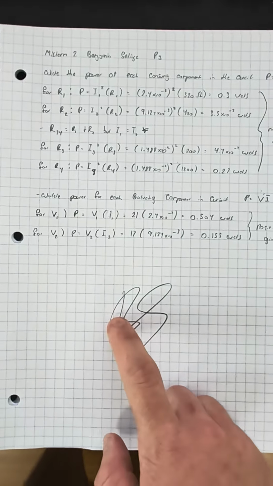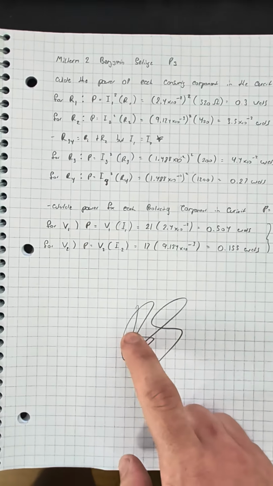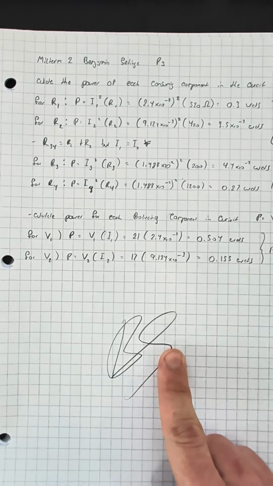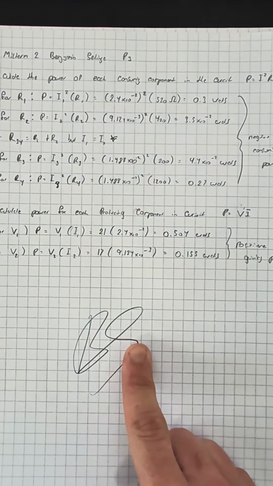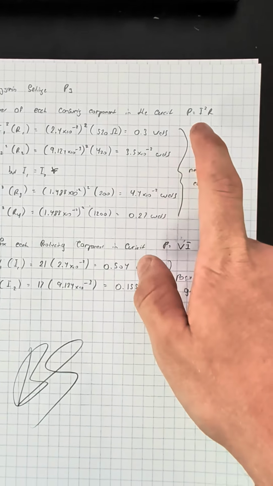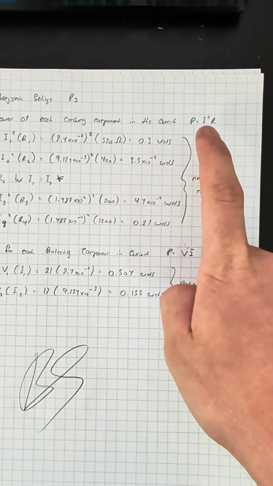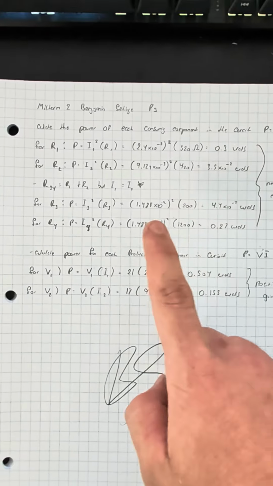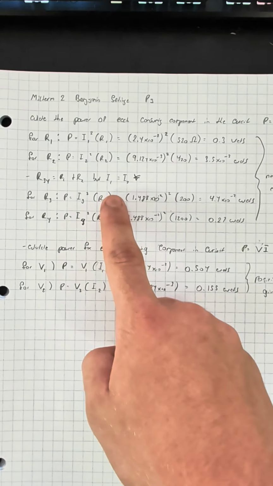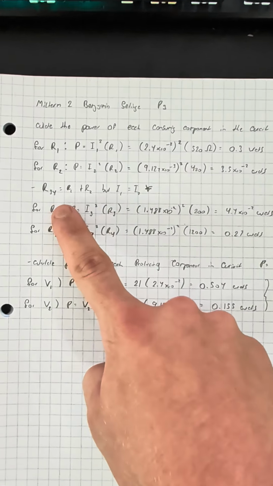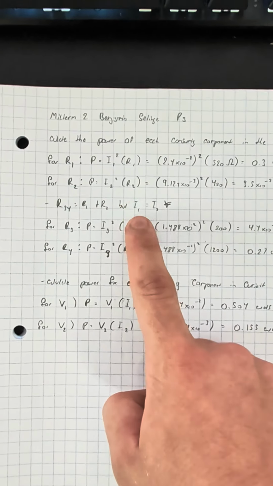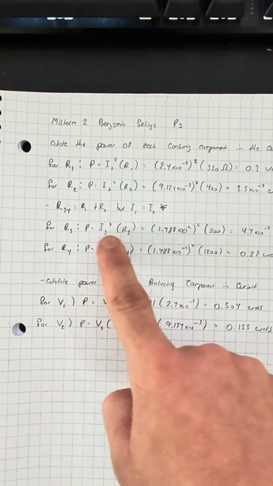For the last part of the question, we're asked to find the power of each consuming component. For this, I'm going to be using the equation power is equal to current times resistance. I'm going to go through each resistor, but because they're in series, R3, 4 is equal to R1 plus R2, and because they are in series, the current through each resistor is going to be the same.